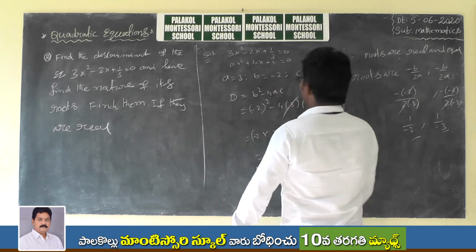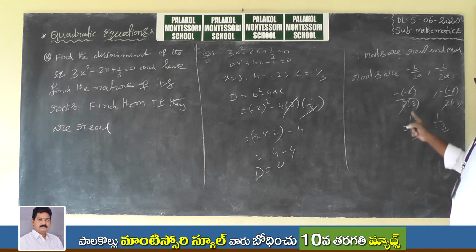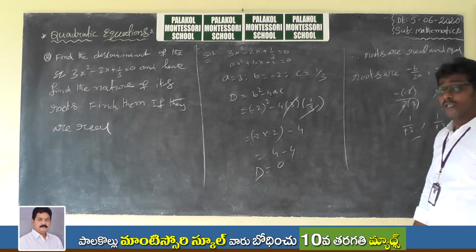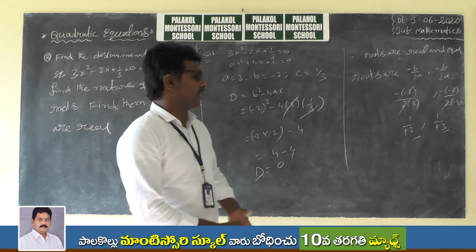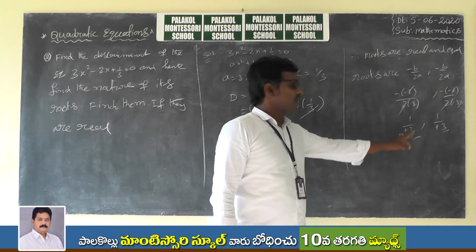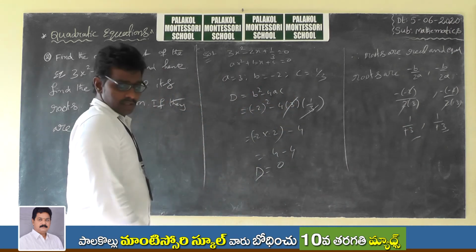Here the a value is equal to positive 3. Minus into minus is plus. How do you know that? Real means you take only the positive values, don't take the negative values. So 1 by 3, 1 by 3, both are the same. Real and equal. Next one.